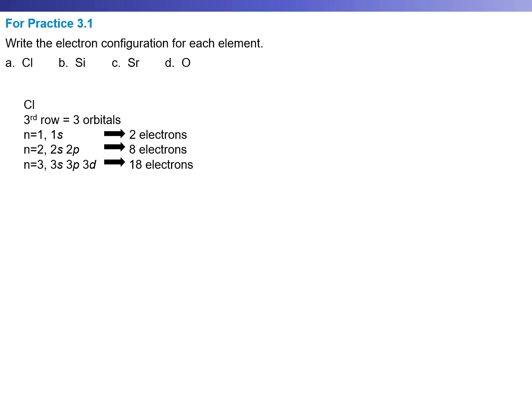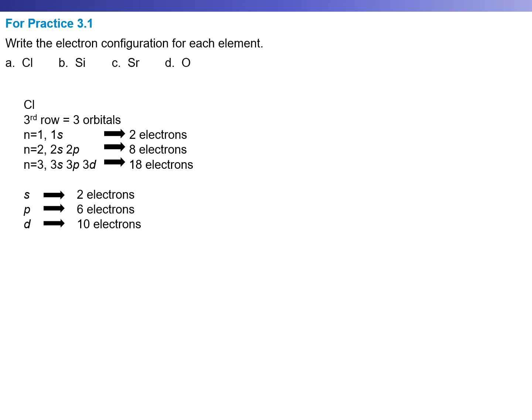Now, how many electrons can each suborbital hold? Because I have them listed out for you within each of the orbitals. Well, every s subshell can hold 2 electrons. Every p can hold 6 electrons. And every d can hold 10 electrons. All right? So that's our foundational information right there.